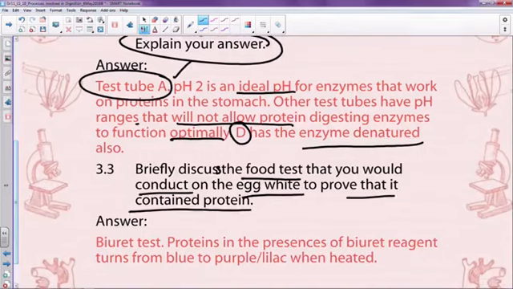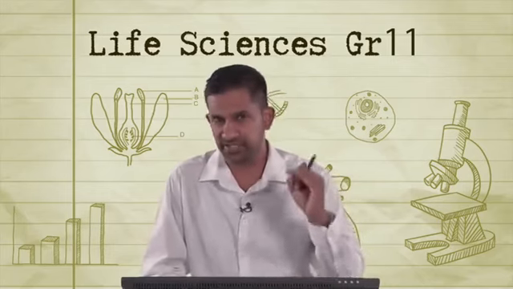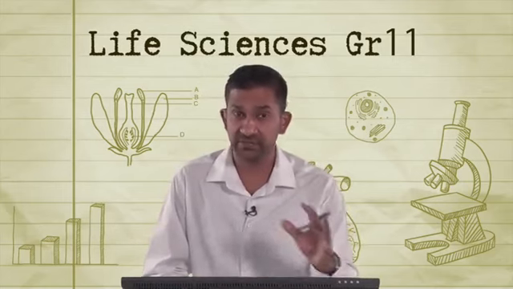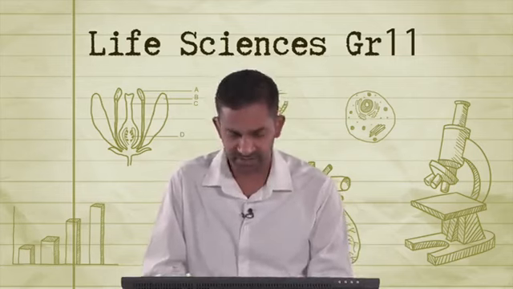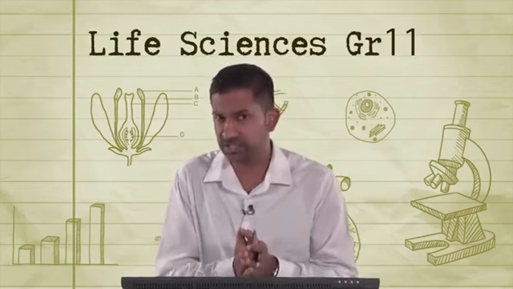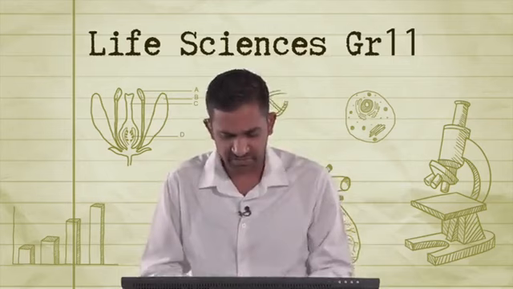3.3. Briefly discuss the food test that would be conducted on the egg white to prove that it contained protein. Now guys, this is again from grade 10 when we were testing the presence of organic compounds in different food groups. We had to conduct the protein test, a glucose test, we even did the starch test using iodine. And that you can recollect from even the previous episodes when we tested for starch in the leaf of a plant. Here we're looking at what test we would do to test for the presence of protein.